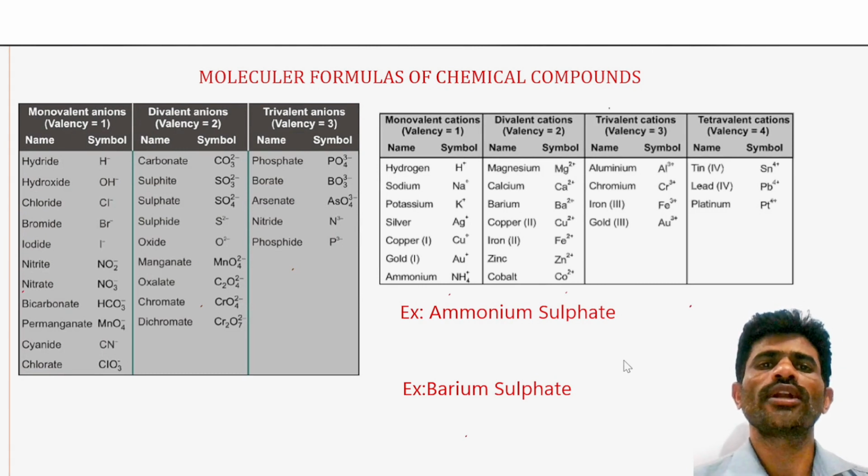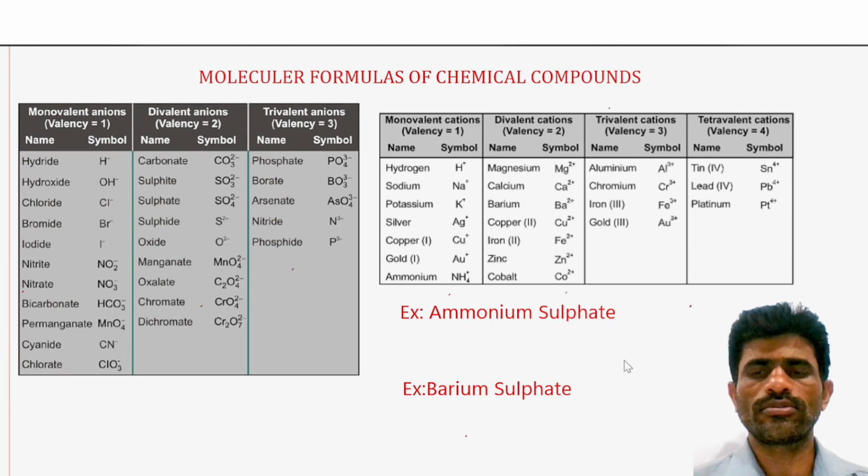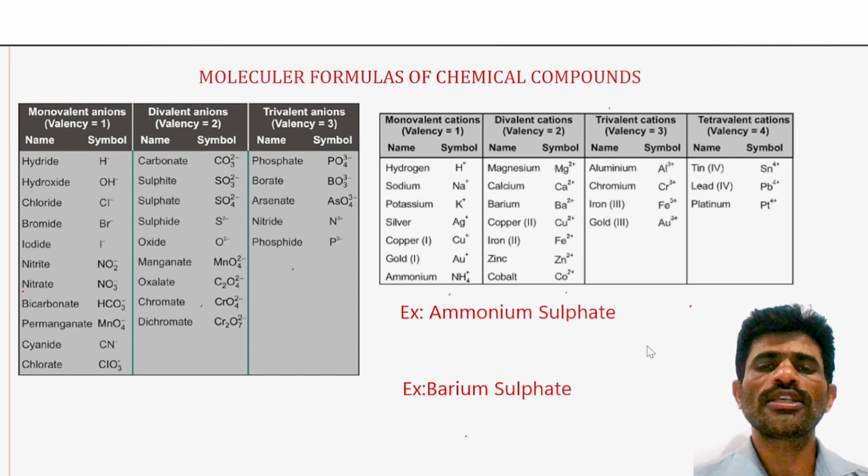Today let us know how to write the molecular formula of different chemical compounds. To write the molecular formula of a chemical compound, we need to know the valencies of anions and cations. Here are the charts showing monovalent, divalent and trivalent anions and monovalent, divalent, trivalent and tetravalent cations. If we know the valency and the symbol of the compounds, then it will be easy to write the molecular formula of chemical compounds. Now let us see some examples here.